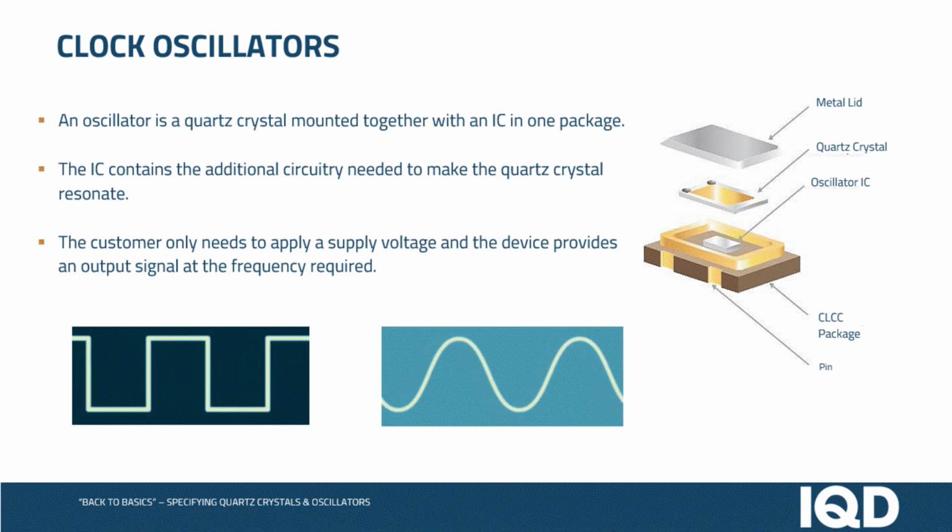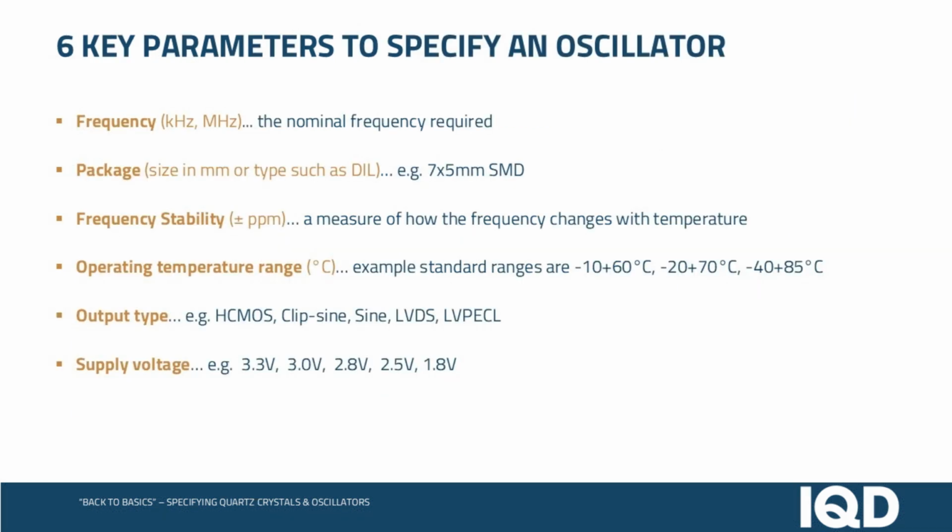A quartz oscillator also has 6 key parameters, slightly different to the crystal, but similar. Of course, number 1 again being the frequency, the nominal frequency you require. Number 2 again is the package, whether it's a size in millimeters or a type such as dual in line. Number 3, we need the frequency stability. As I said before, this is a measure of how the frequency changes with temperature. It's slightly different from a crystal in that in the frequency stability value, we generally combine the tolerance value of the crystal and the stability together, i.e. plus or minus 100 ppm.